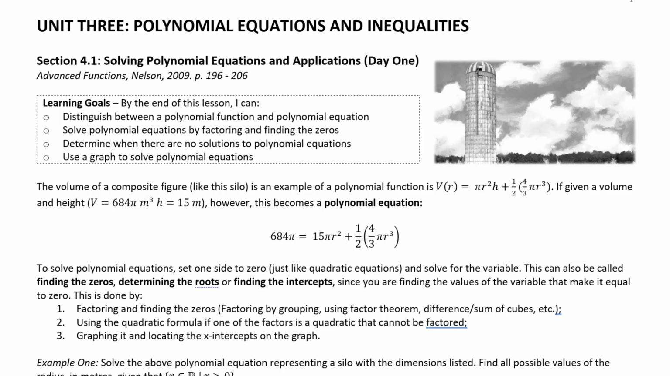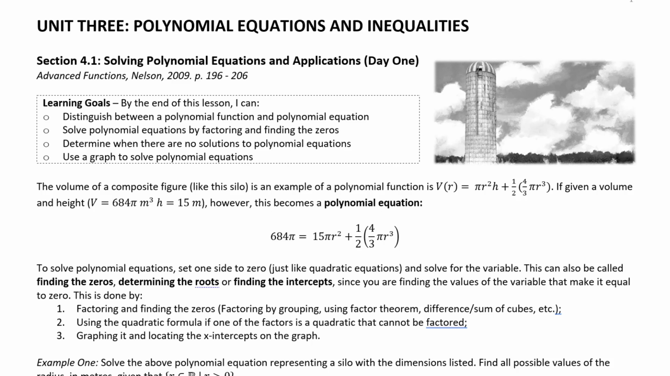This is the first lesson of the polynomial equations and inequalities unit. So we're going to be solving polynomial equations and look at some applications. By the end of today, you should be able to distinguish between a polynomial function and a polynomial equation, solve polynomial equations by factoring and finding the zeros, determine when there are no solutions to the polynomial equations, and use a graph to solve polynomial equations.